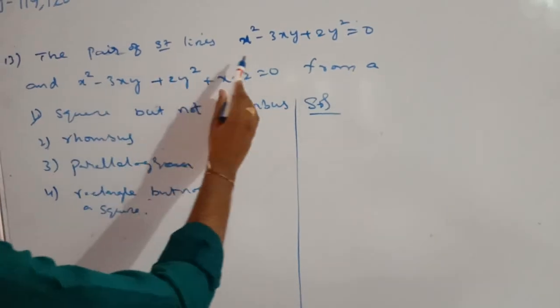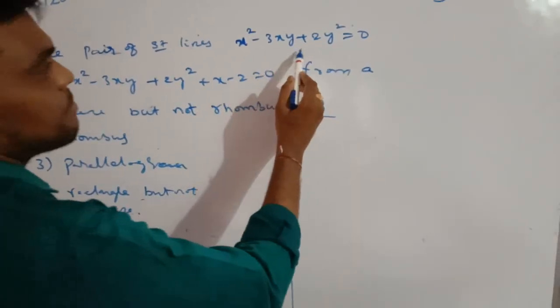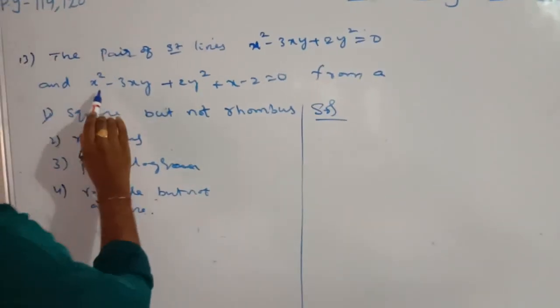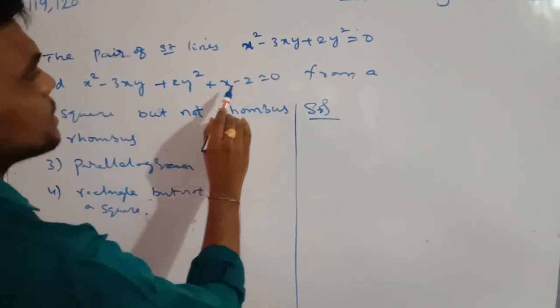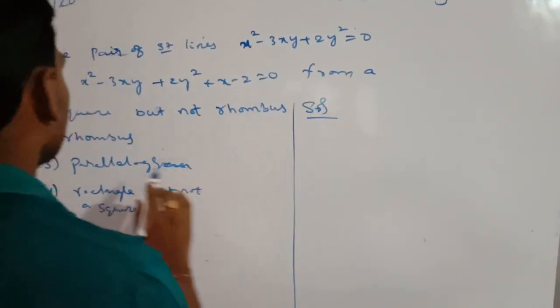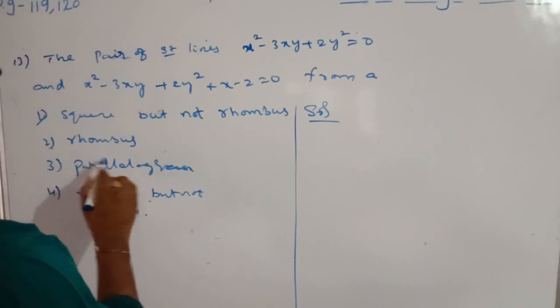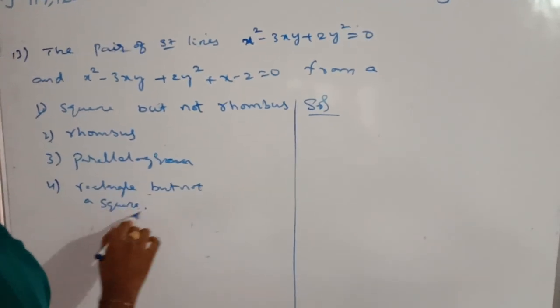The pair of straight lines x square minus 3xy plus 2y square is equal to 0 and x square minus 3xy plus 2y square plus x minus 2 is equal to 0 form a square but not rhombus and parallelogram, and this is rectangle but not square.